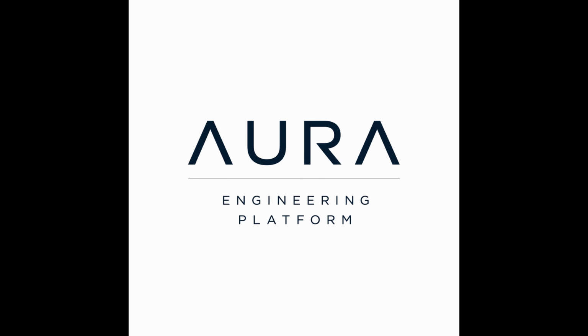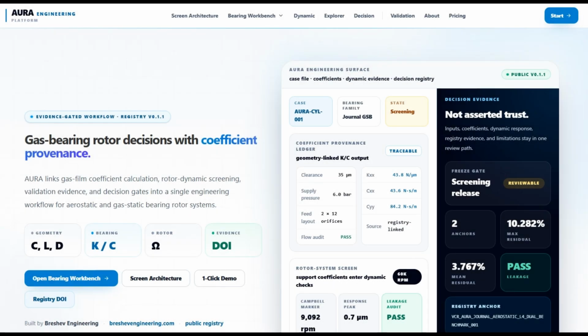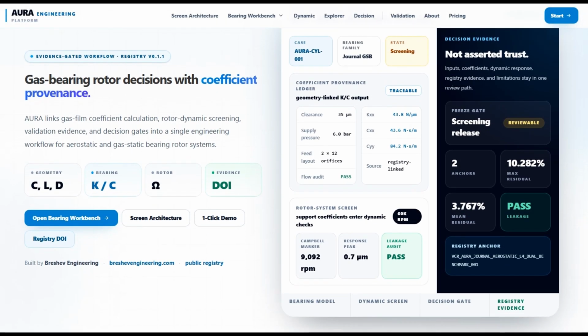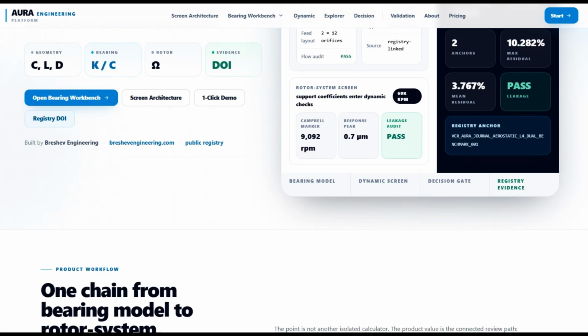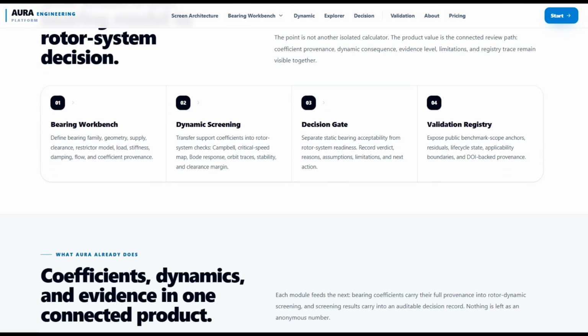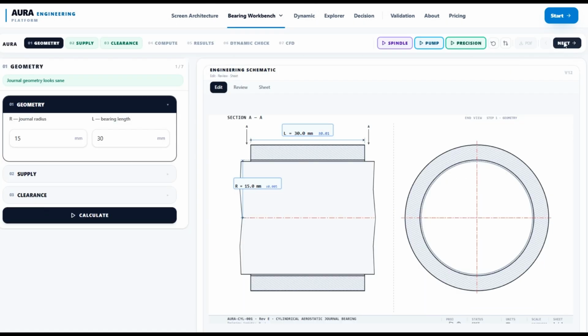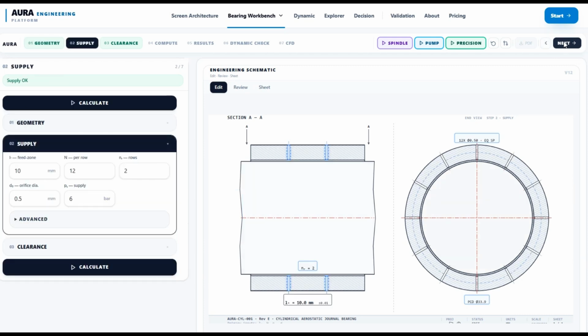Most engineering software gives you a number and asks you to trust it. Aura is built on a different idea. It connects gas film coefficient calculation, rotor-dynamic screening, validation evidence, and decision gates into one reviewable workflow for aerostatic and gas-static bearing rotor systems. In the bearing workbench, the engineer defines geometry and operating conditions.